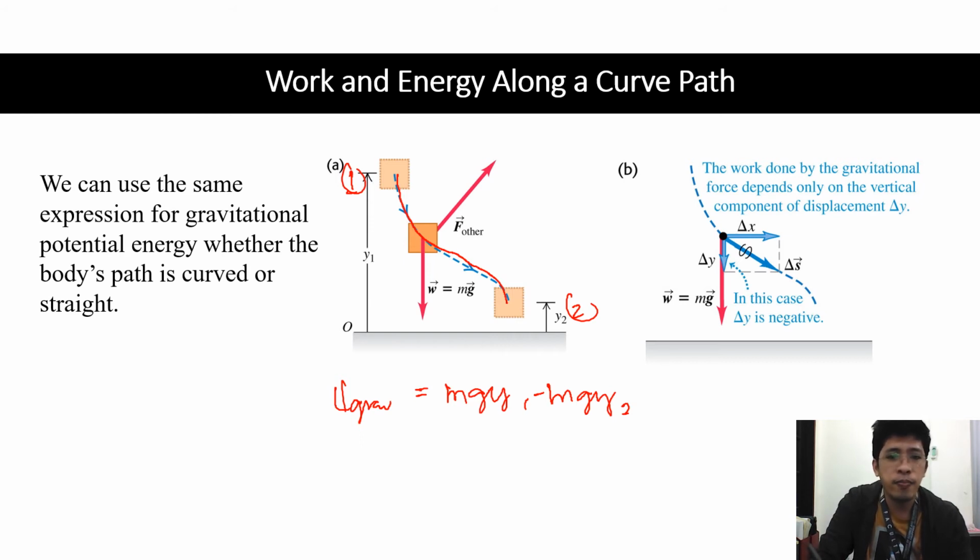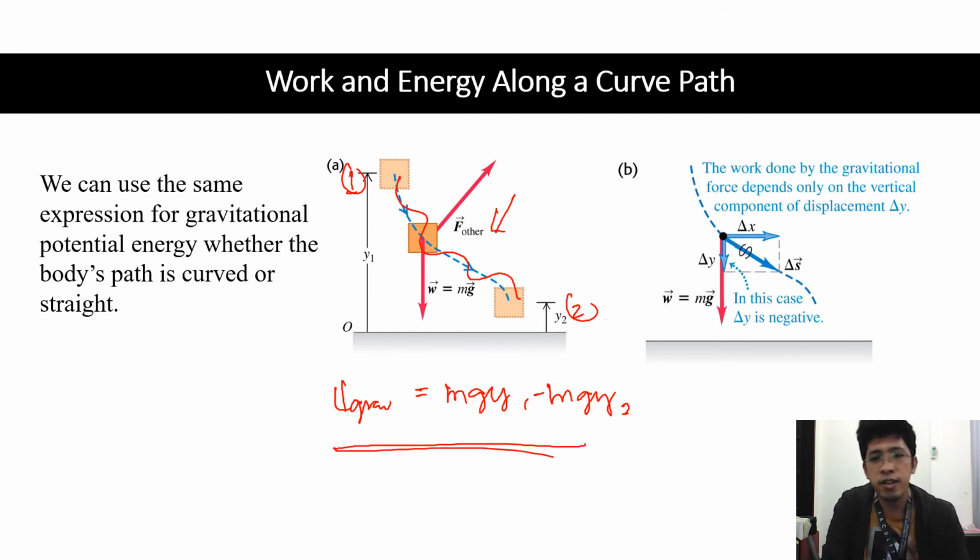Whether your path here is a straight path from point 1 to point 2, the gravitational potential energy is still the same. And even if the path is like this, as you can see, the path is irrelevant when talking about gravitational potential energy. We still have the same gravitational potential energy for your system.